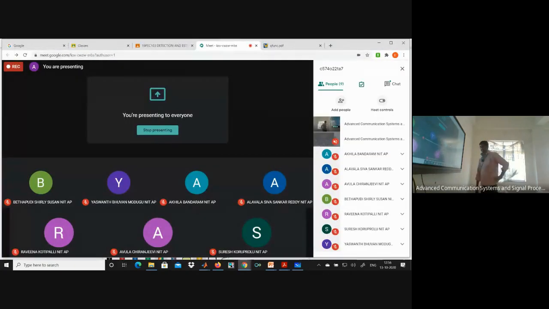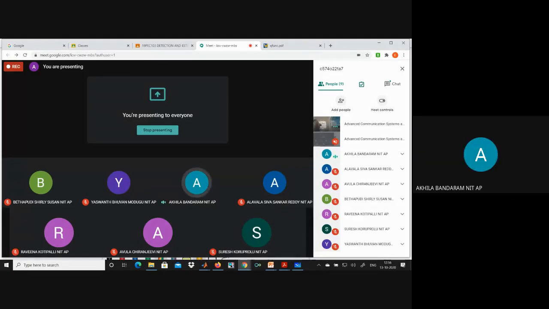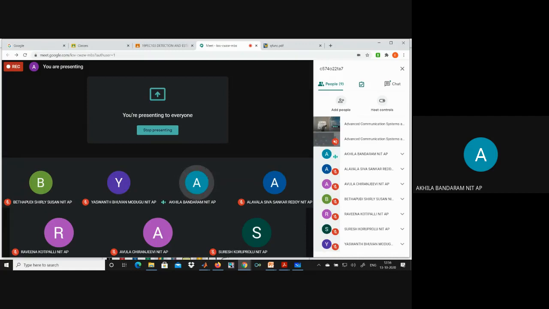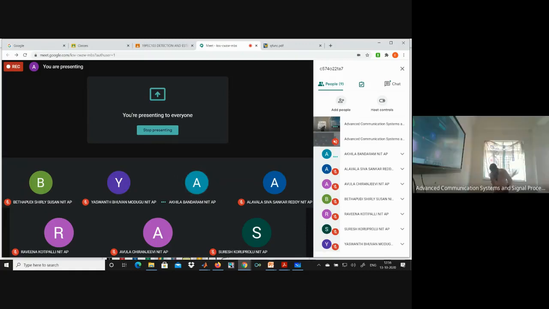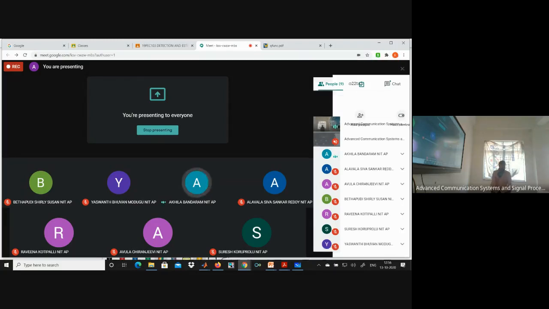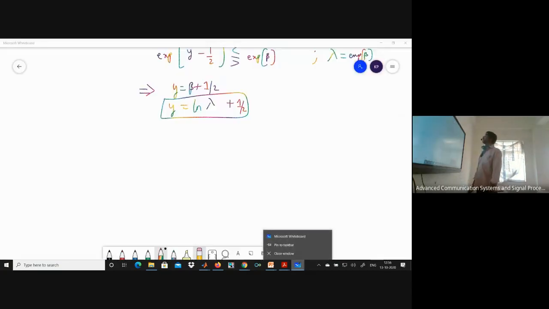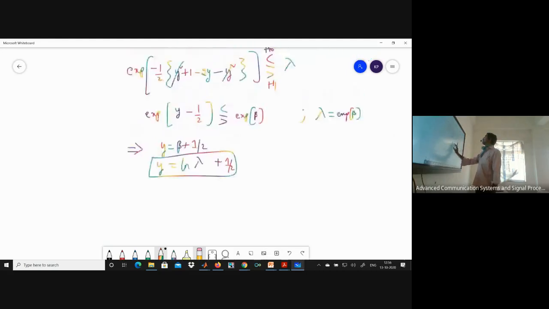Akila, is the Neyman Pearson detector a good detector or not? No, sir. Why? Probability of detection is very low, because once you fix the probability of false alarm, the threshold value gamma will be fixed, and hence you will have a very low probability of detection. That's what Akila told.